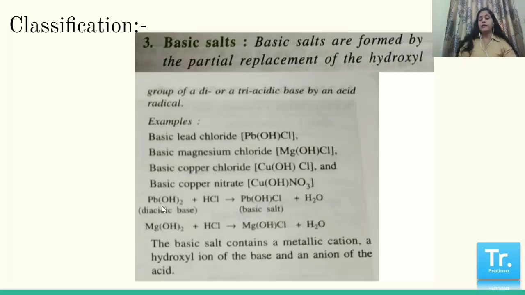So Pb(OH)2 with HCl will give you a basic lead chloride with water, and these contain a metallic cation, a hydroxyl ion, and the anion of an acid, of course, because it is a salt. So the ionic nature will be there with a cation and an anion.